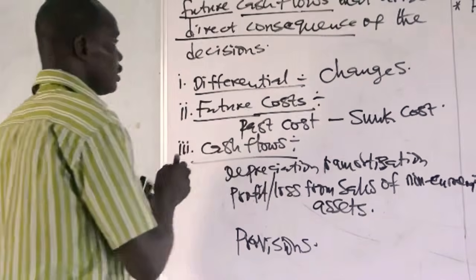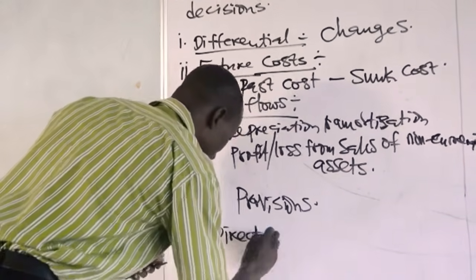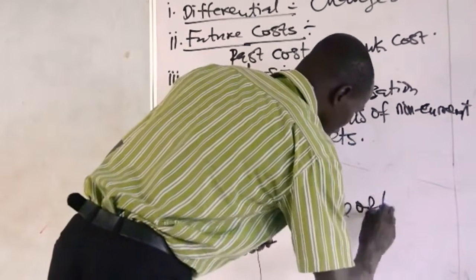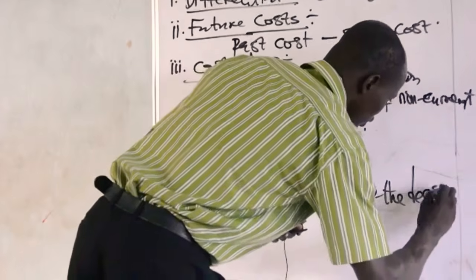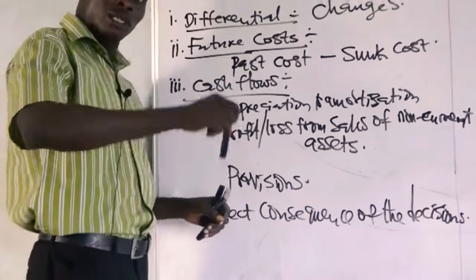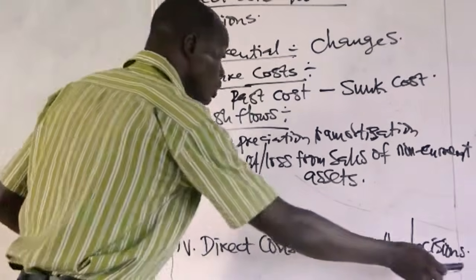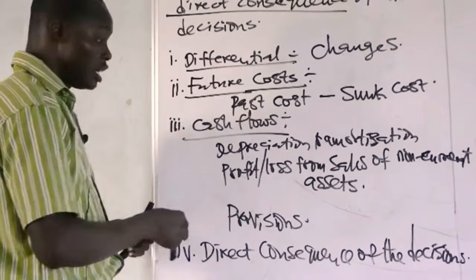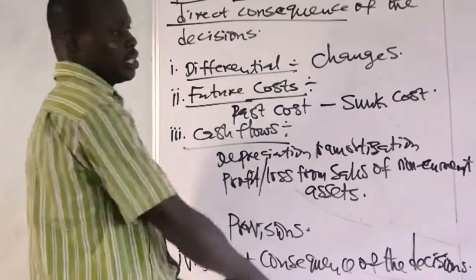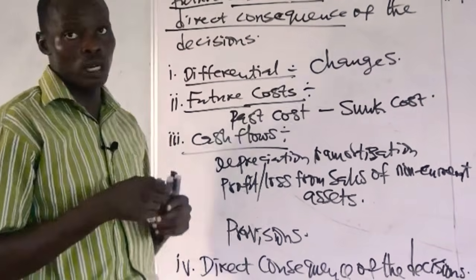Fourth, direct consequence of the decision. Any costs that are incurred as a result of that decision are relevant. Relevant costs must relate to the decision you want to make. It must be the costs that are incurred because of that decision. If a cost cannot be traced to that decision, it will not be relevant.